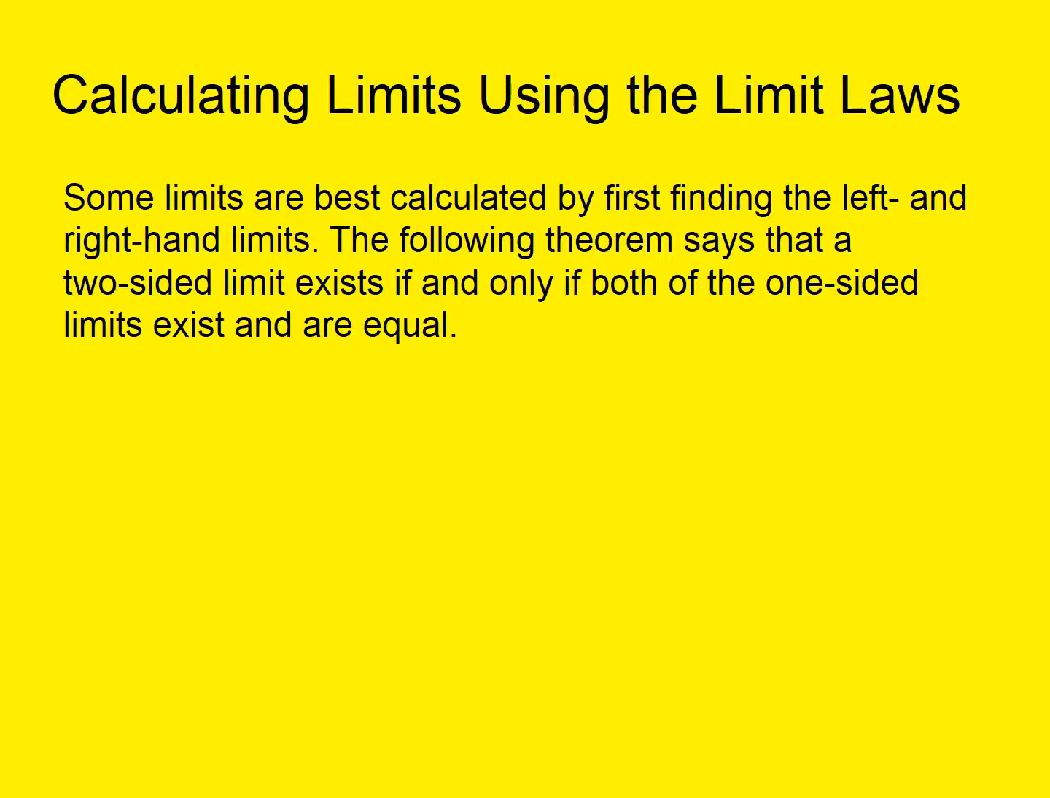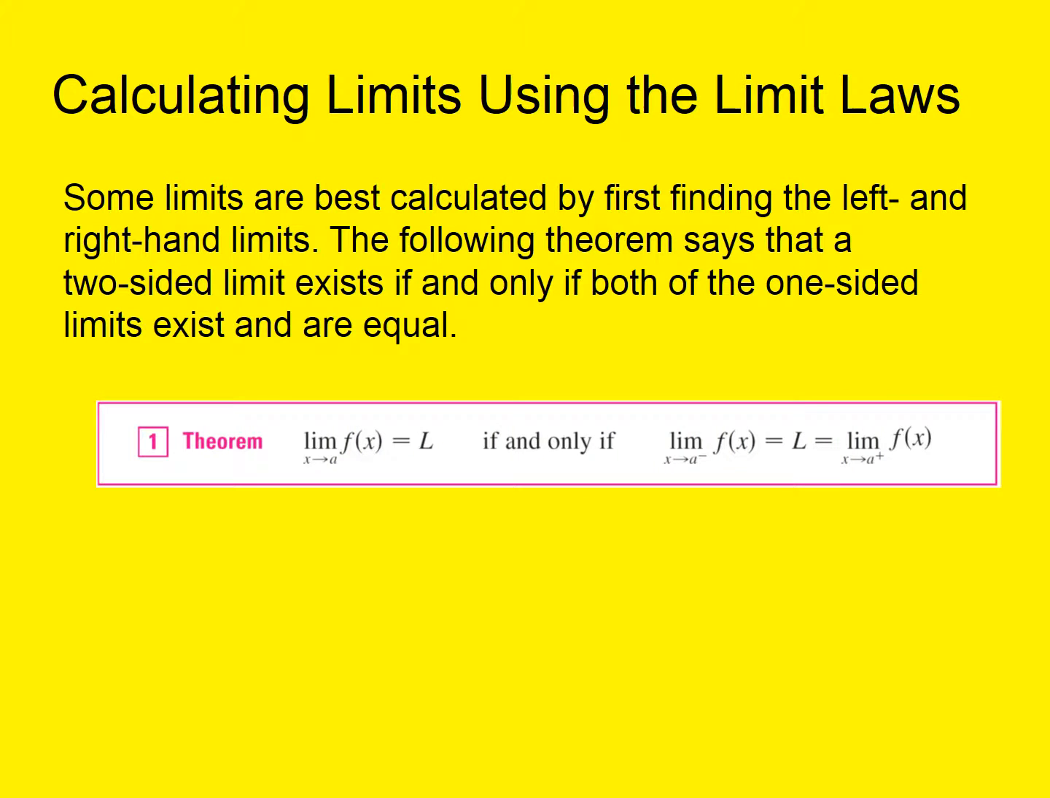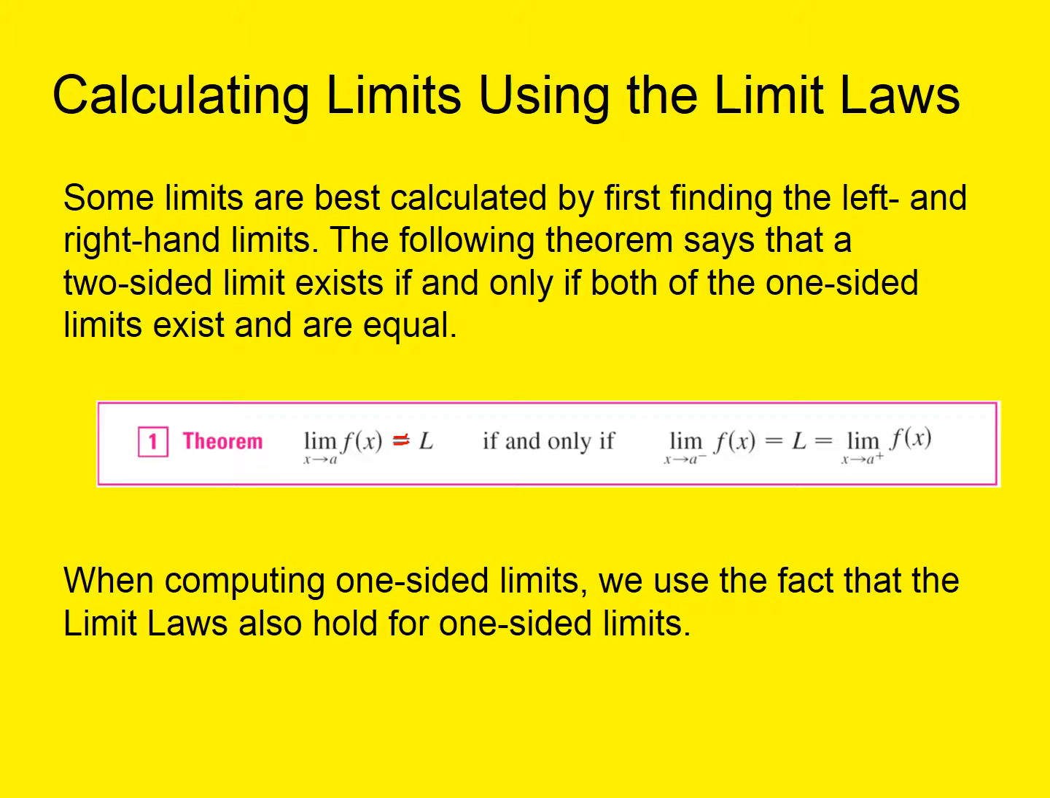The following theorem says that a two-sided limit exists if and only if both of the one-sided limits exist and are equal. So there's the theorem. We are able to say that we've got this limit if and only if the limit as x approaches a from the left of f of x equals the same number L that is equal to the limit as x approaches a from the right of f of x.